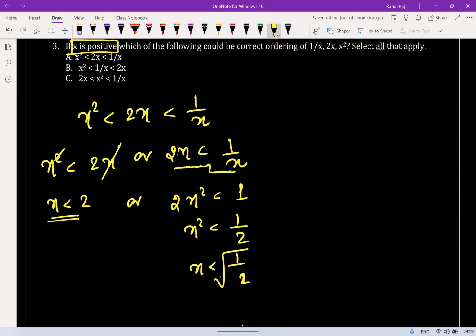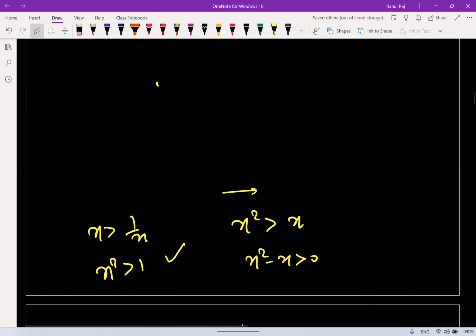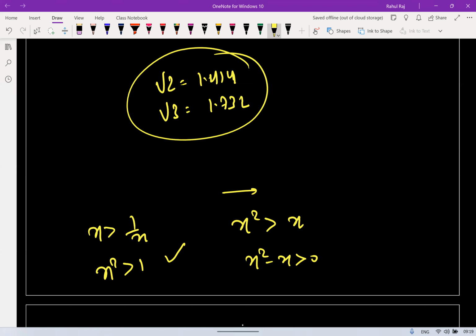Okay, but this is nothing but equal to x less than 1 by root 2. And root 2 is what, Alexa? 1.414. But you should remember what root 2 and root 3 are. Root 2 is 1.414. You will never need to use all these things, and even if it comes, you have a calculator over there, just calculate it. Root 3 is 1.732. In the GRE you will have a calculator on the screen. Got it? So root 2 is 1.414, root 3 is 1.732.